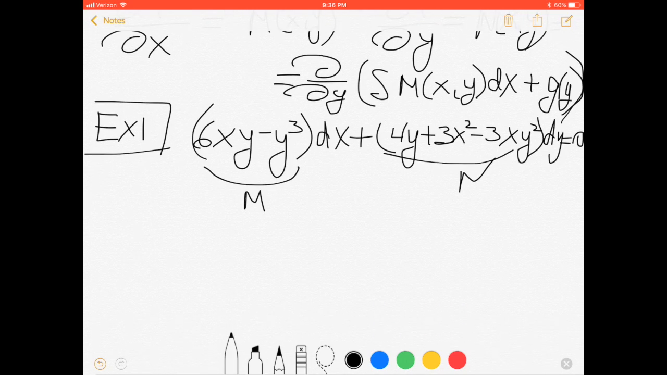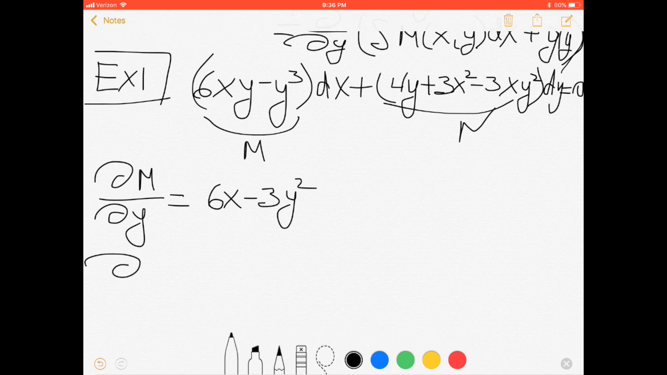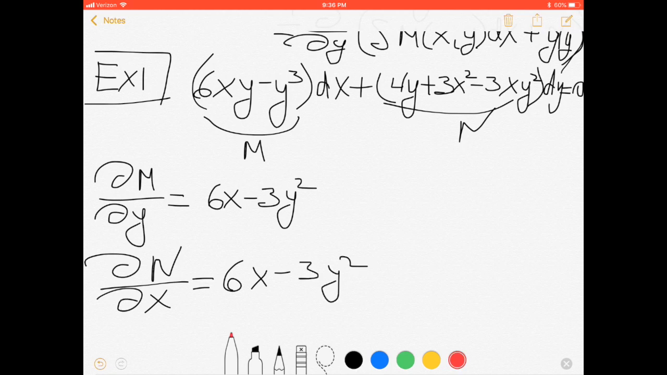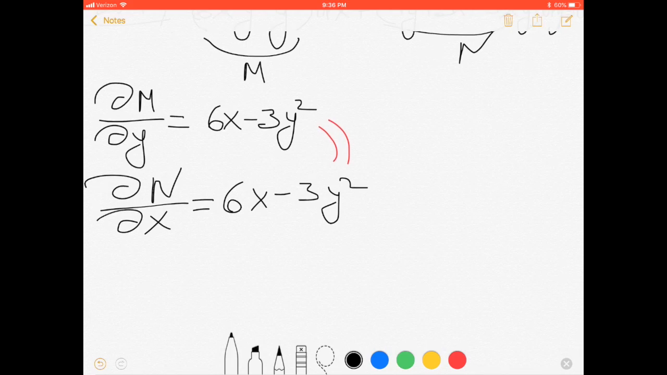First we need to check whether this is an exact equation or not. This means take the derivative of function M with respect to variable y. It gives us 6x minus 3y squared. Take the derivative of function N with respect to variable x. This gives us 6x minus 3y squared. As you can easily see, these are equal. Because they are equal, this means we can use the method for solving an exact equation.